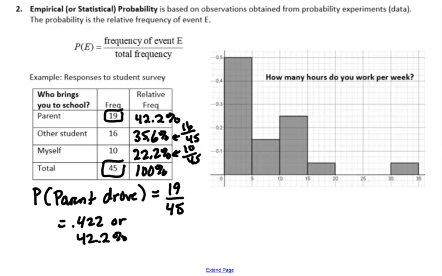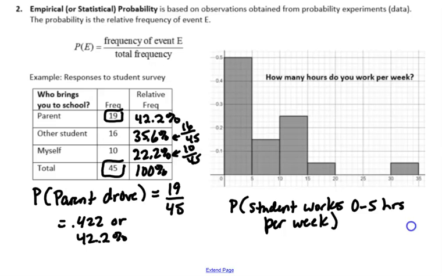Another way to get the same type of information would be from a graph. So I've got a histogram of how many hours you work per week. I have 0 to 5 is my first bar, 5 to 10 is my second bar, 10 to 15, 15 to 20. Then nobody worked between 25 and 30 hours, and then I have a small group that worked from 30 to 35 hours. So I could ask some probability questions about this. I could say, what's the probability that a student works 0 to 5 hours per week?